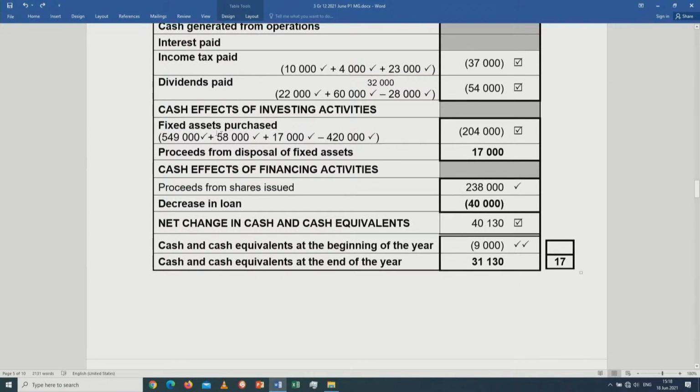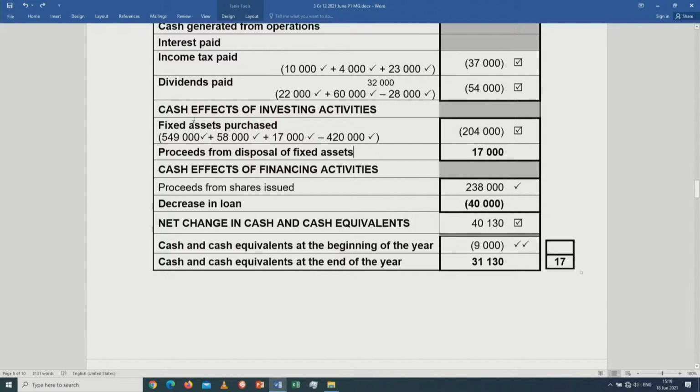All right, colleagues, fixed asset purchase, 549,000 1 mark, plus 15,800 1 mark, plus 17,000 1 mark, minus 420,000, 5 marks in total. If a learner does have 204,000 final answer in brackets, a learner qualifies for 5 marks. But remember what we said, we are supposed to encourage our learners to always use brackets to show calculations. Always be aware of alternative methods. Some learners might say 420,000 and then minus 549, minus 58, minus 17, but you'll still end up with 204,000.